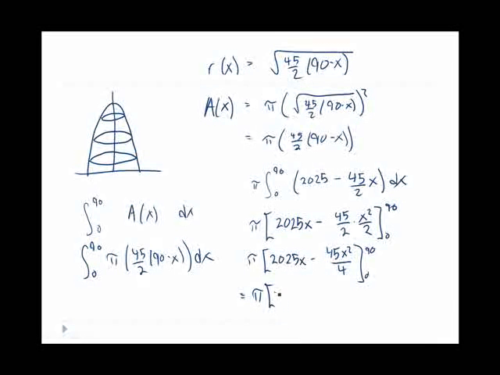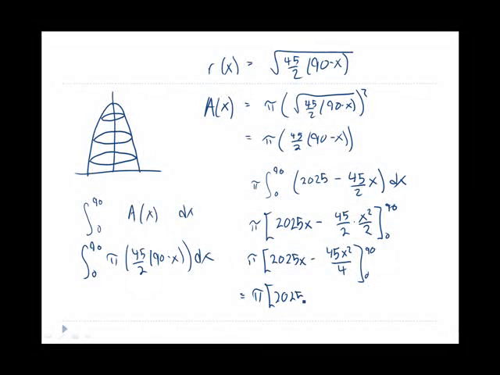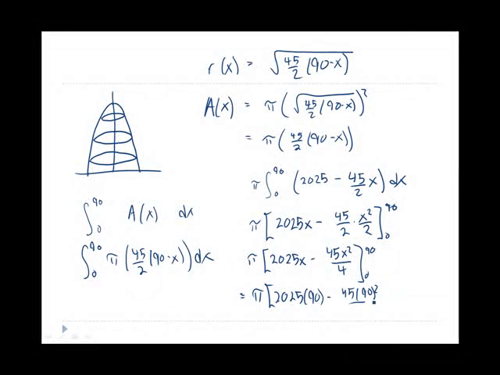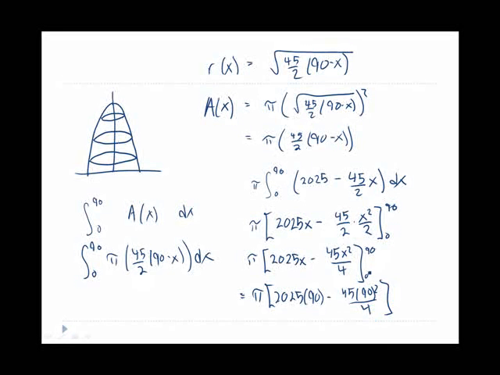So I get pi times 2025 times 90 minus 45 times 90 squared over 4. And like I said, I would do minus and plug in 0, but that's just going to come out to 0 minus 0. Okay? So that should all end up being 91,125 times pi as the volume of the dome.